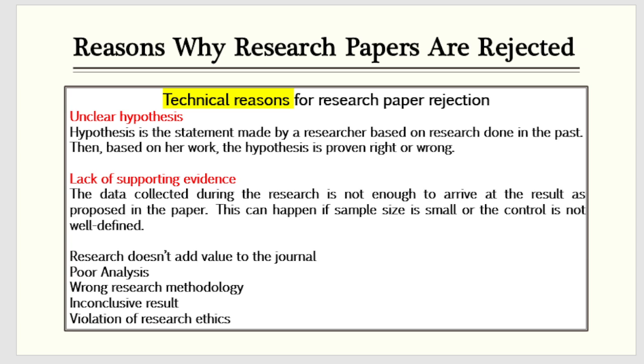Also, lack of supporting results. After stating your hypothesis, you need to provide supporting evidence on whether the hypothesis you made is true or false. So you need to give clear evidence in the form of your results: state your results, do correct analysis of those results, and compare them with the literature. Otherwise the research doesn't add value to the journal. Poor analysis, wrong research methodology, inconclusive results, violation of research ethics, etc. all fall within the technical reasons that a paper can be rejected.